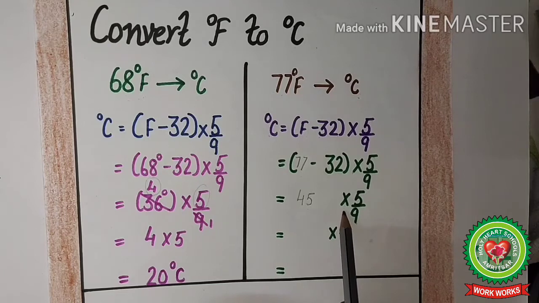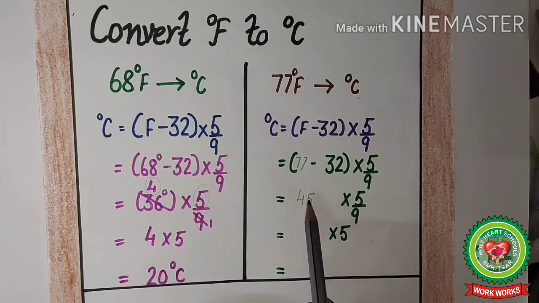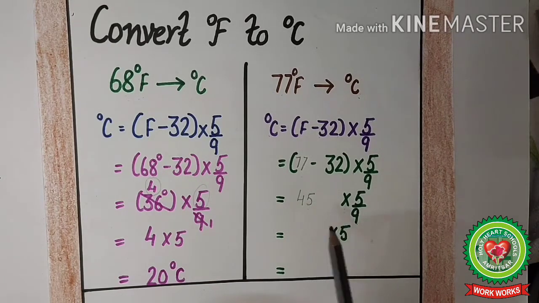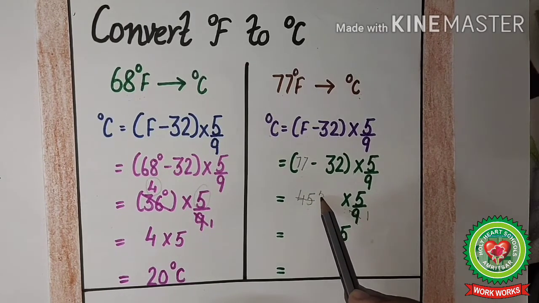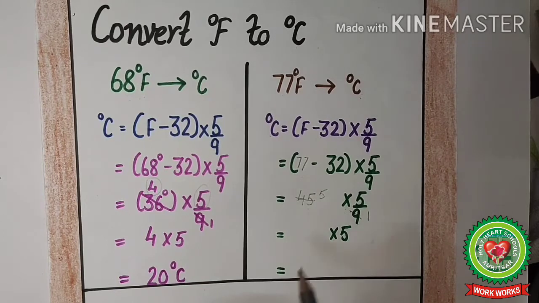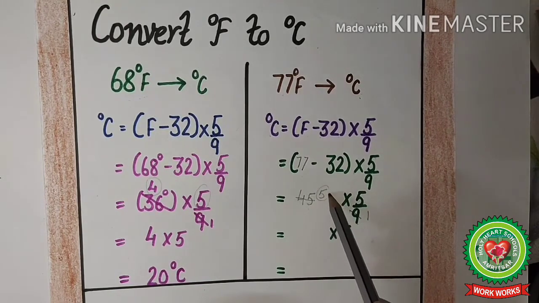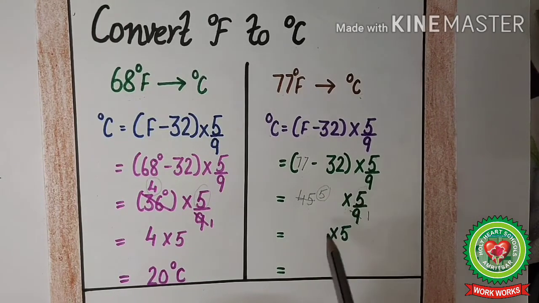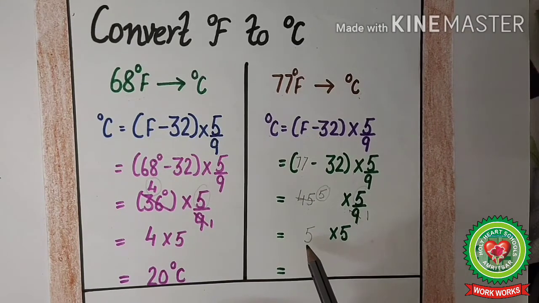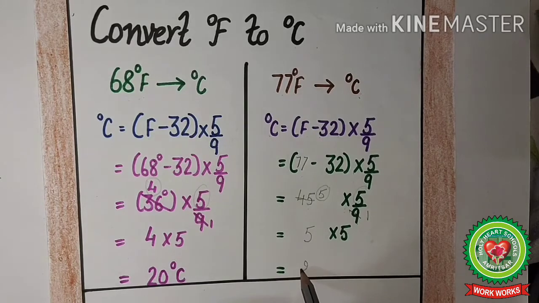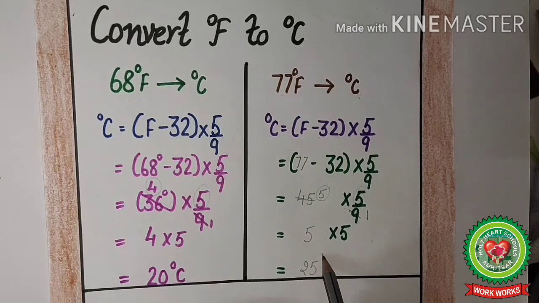Now multiply is there, so we are using cutting. 9 ones are 9, 9 fives are 45. Now what is left? That is 5 and 5. So put 5 here. 5 multiplied by 5. 5 fives are 25. So 25 degrees C is your answer.